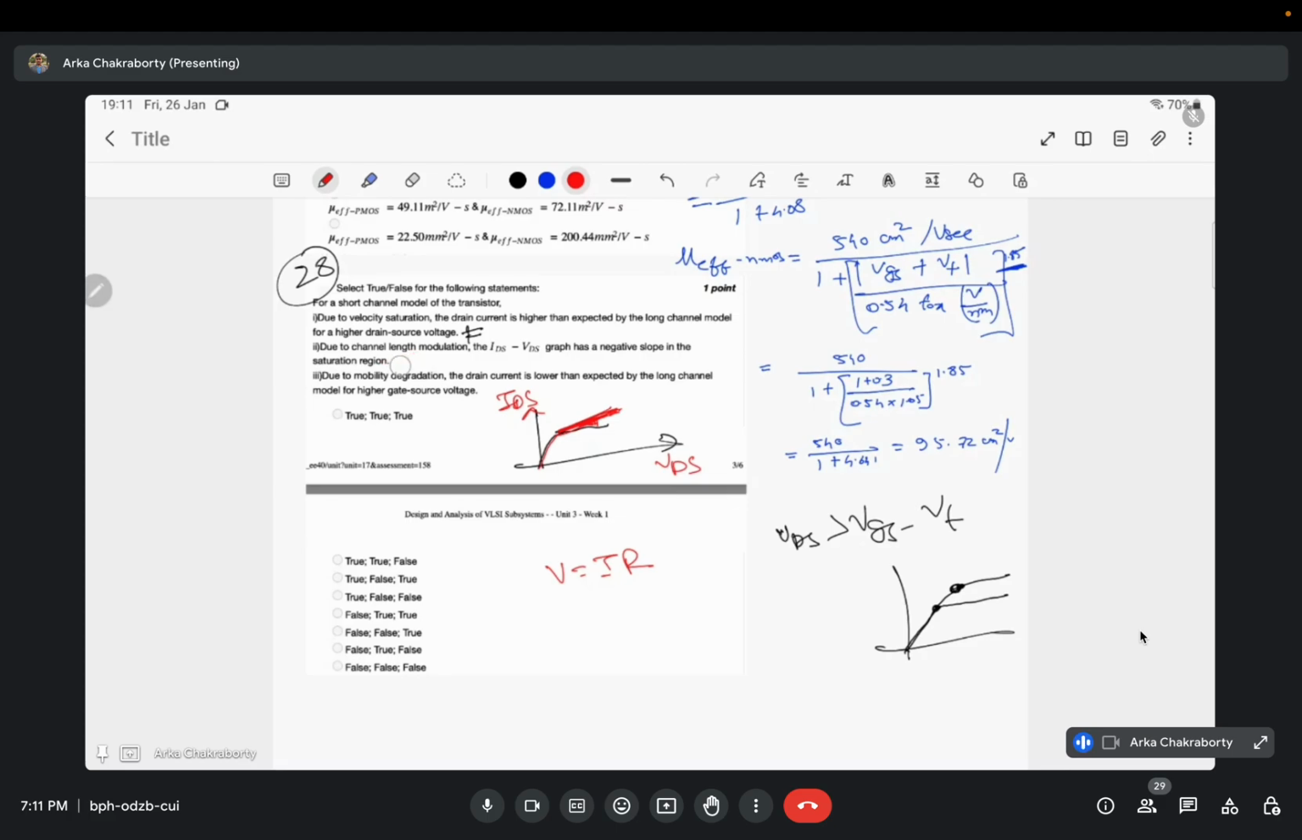Yes, it is true. Sorry. Due to channel length modulation, the graph has negative slope in the saturation region. Just negative slope.